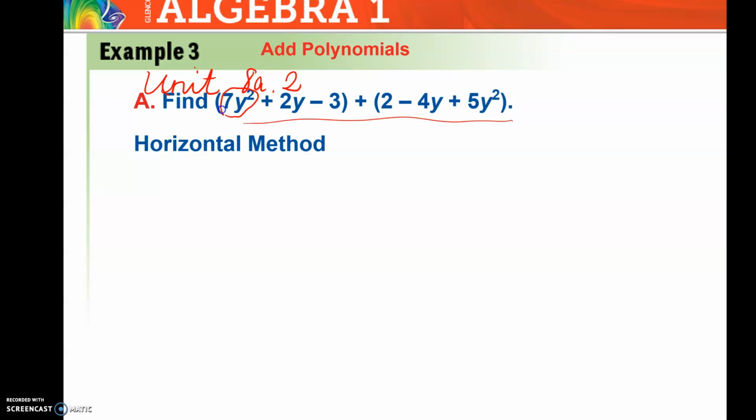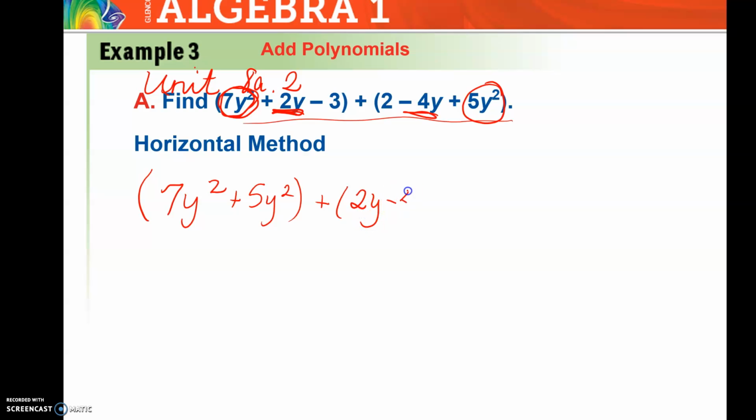Horizontal method, my highest power is 2, so I'm going to put my powers of 2 terms together, so 7y squared with the positive 5y squared. So I'm grouping those like terms together. And then I'm going to put my negative 2y with my negative 4y. And my negative 3 with my positive 2. So those are all my like terms, and then I'm just going to see how many I have.